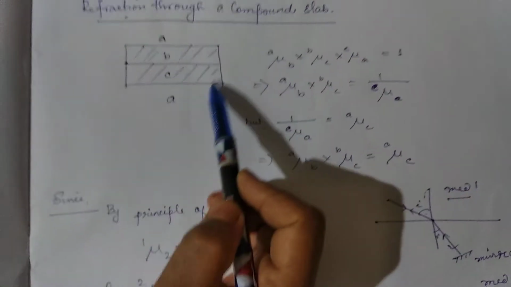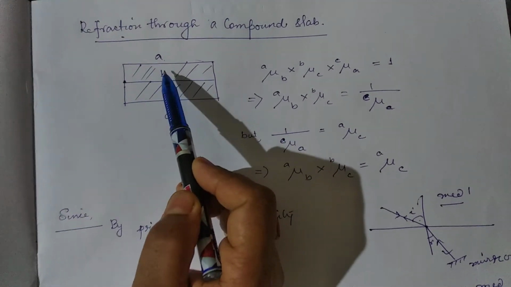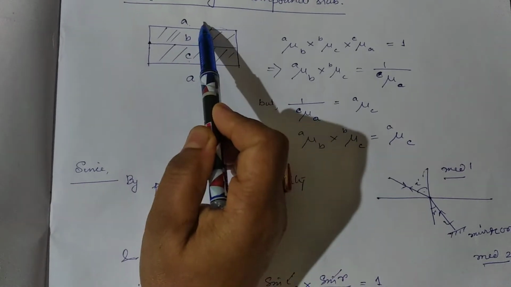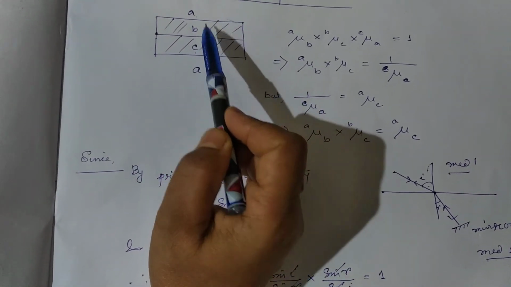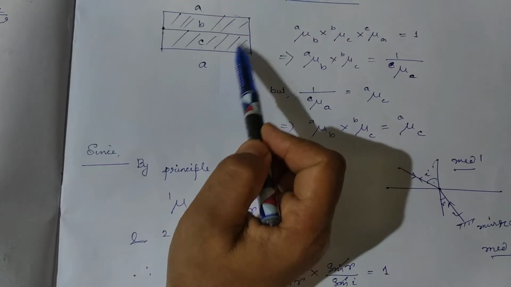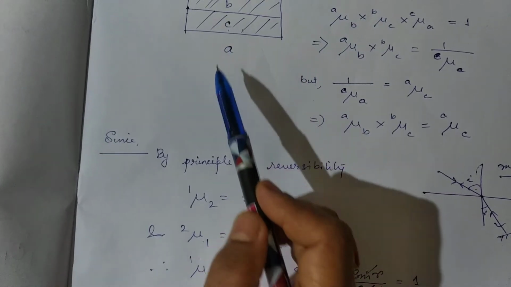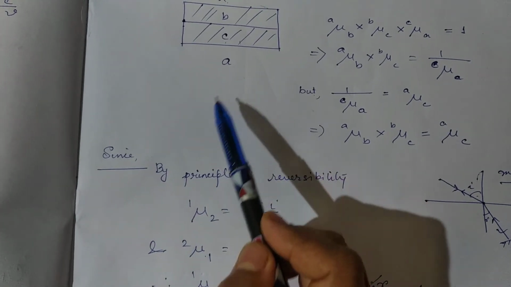Okay, now if we have a compound slab, that is A, B, C, and this is the air medium, that means there are 1, 2, 3 media. In such a case, how will we write the refractive index?